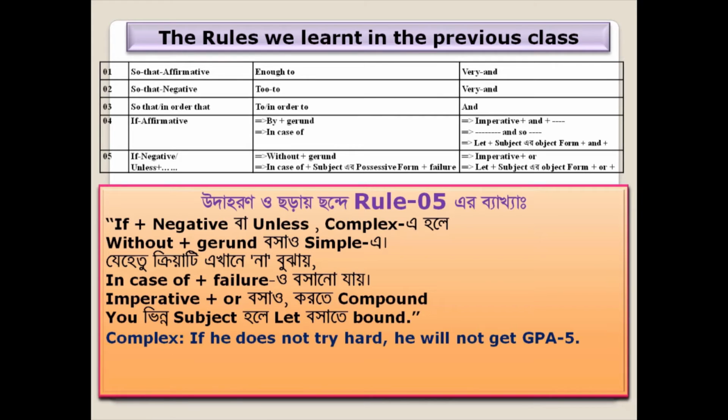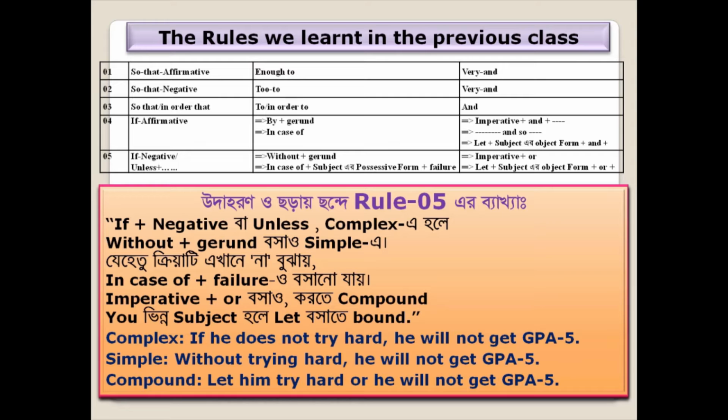For example, complex, if he does not try hard, he will not get GPA 5. Simple, without trying hard, he will not get GPA 5. Compound, let him try hard or he will not get GPA 5.